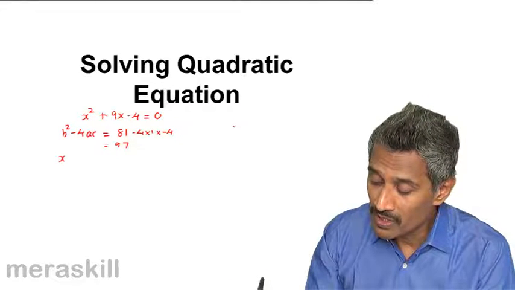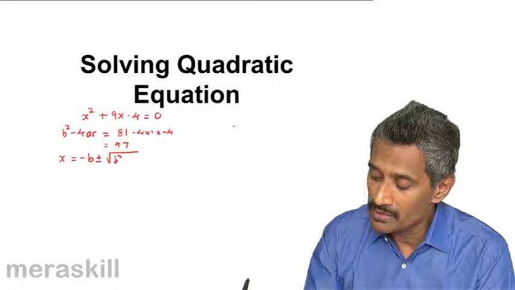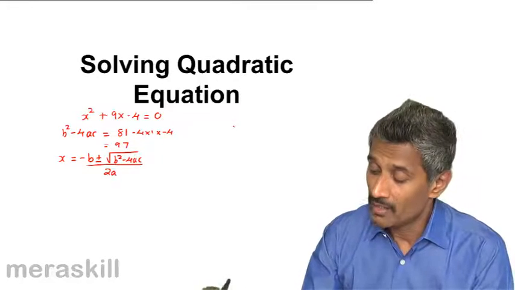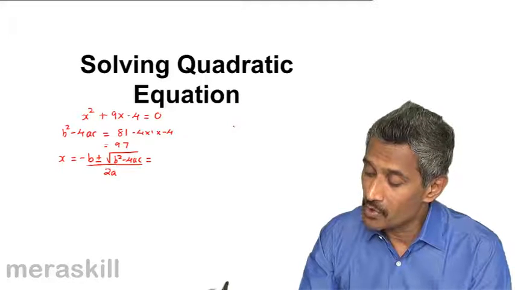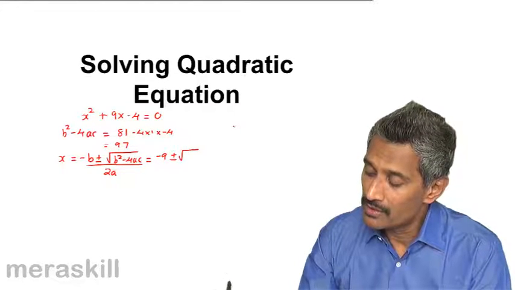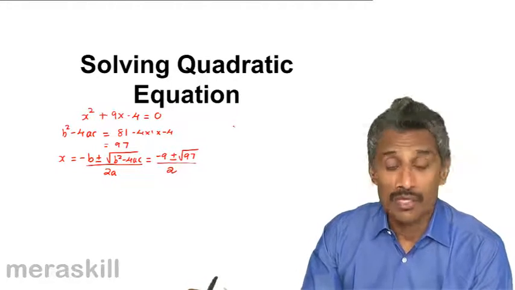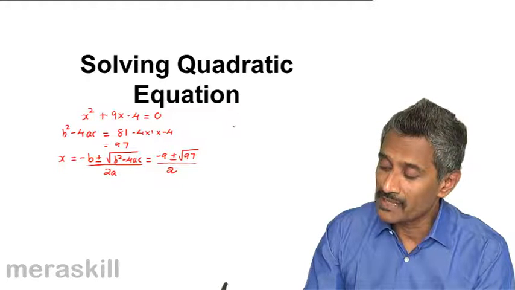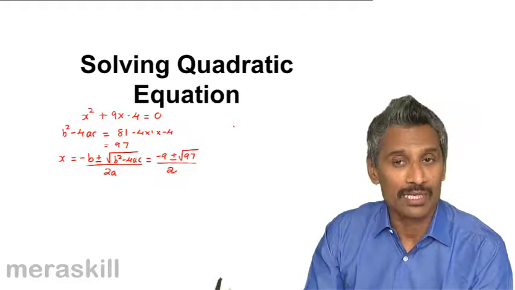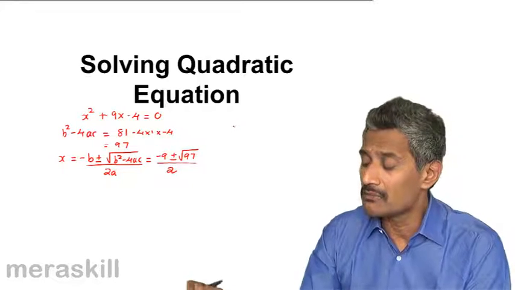So we know the formula x is equal to minus b plus or minus root b squared minus 4ac upon 2a. Which is going to be minus 9 plus or minus root 97 upon 2. So in other words, one of the roots is minus 9 plus root 97 by 2. The other root is minus 9 minus root 97 by 2. Now, this is a simple way, but suppose you could have many questions like this.